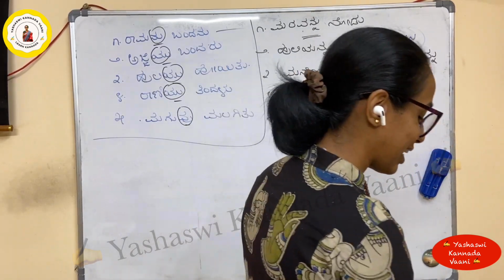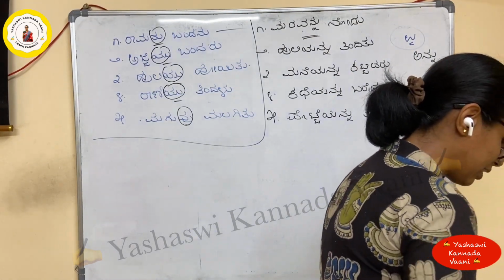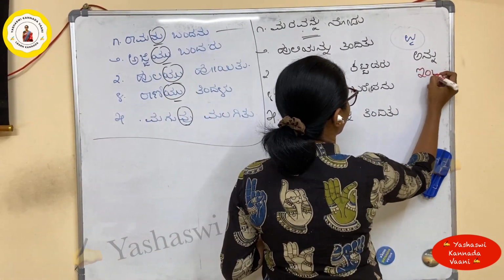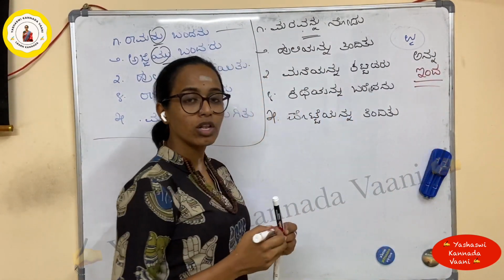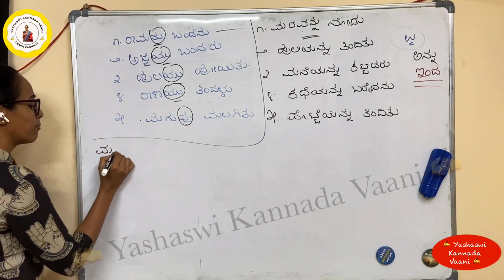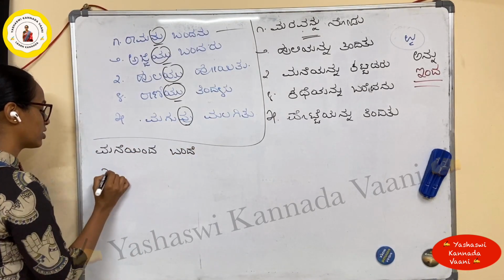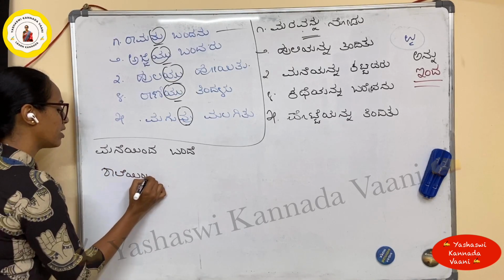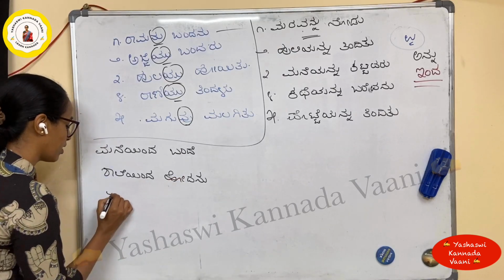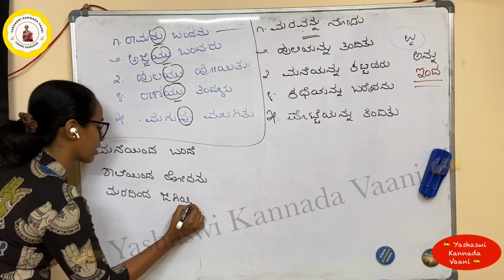So the next one is Tritiya Vibhakti. Tritiya Vibhakti is Inda. Inda basically usage we all know, Maneyinda, from, okay? So, I'll write Maneyinda bande, I came from the house. Shaleyinda hodanu, he went from the school. Maradinda jigiyitu, jumped from the tree.